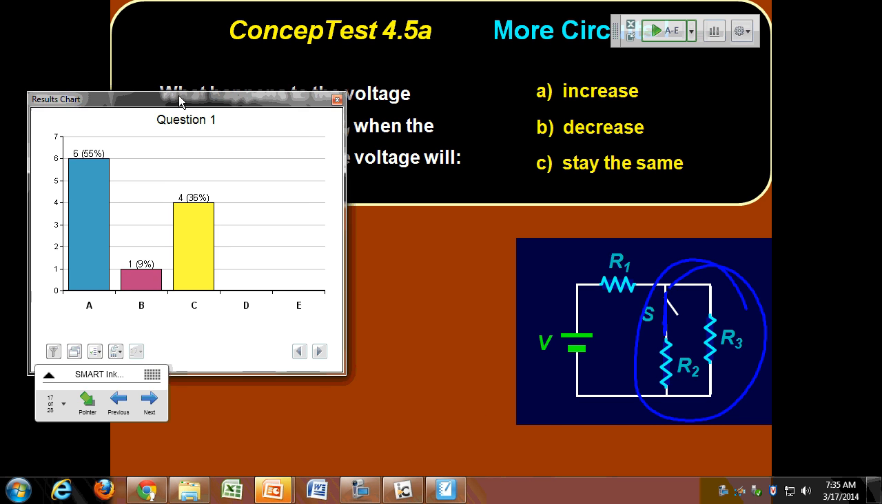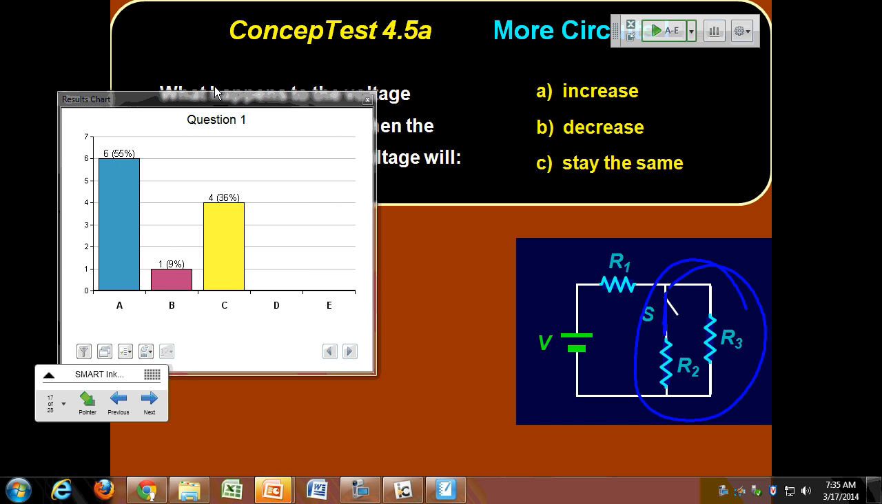Sort of split. So what happens to the equivalent resistance of this branch when I add this resistor R2? Does it increase or decrease? It decreases. So the equivalent resistance decreases of this branch. That means that the voltage is also going to decrease, right? So that means that this voltage will increase. So A is the right answer.